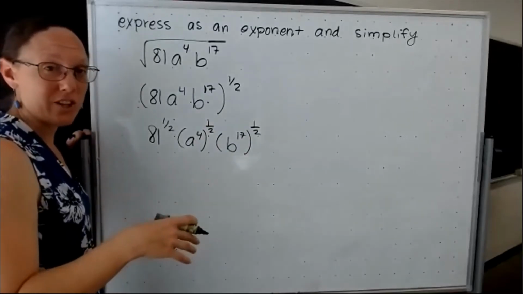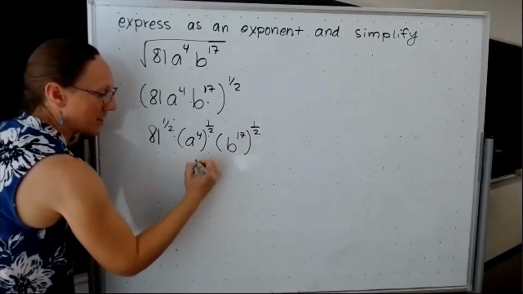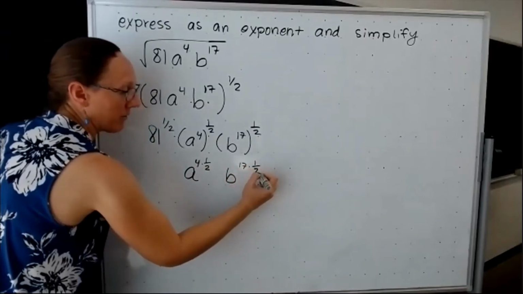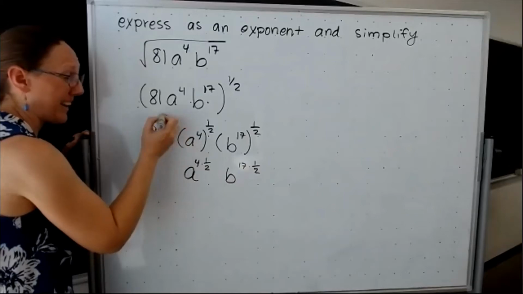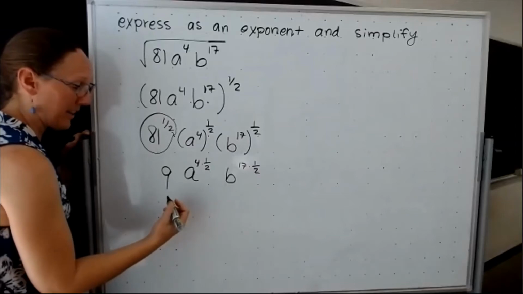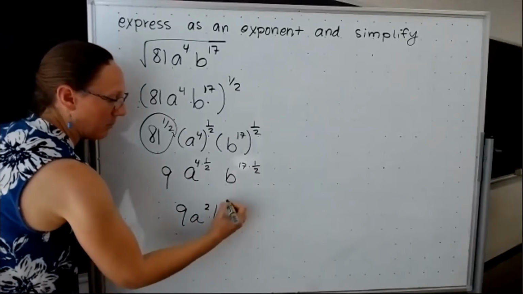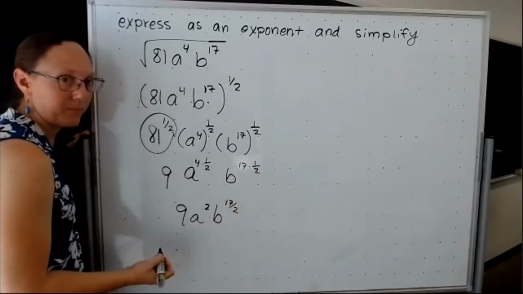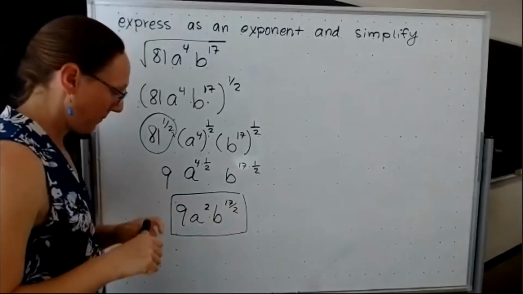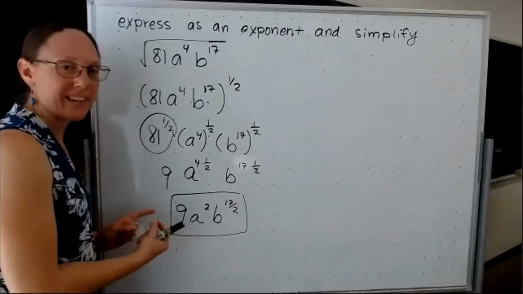And then continuing to use our exponent rules, a to the 4th to the 1/2 power is a to the 4 times 1/2, and that's b to the 17 times 1/2. And this I'm just going to go ahead and deal with. Square root of 81 is 9. And simplifying this, I would write that as 9a squared b to the 17 over 2. Personally, that's the choice that I want in terms of doing anything with this in calculus.